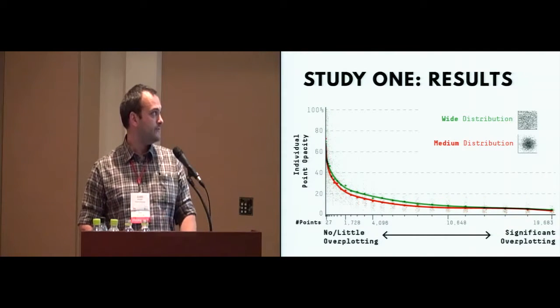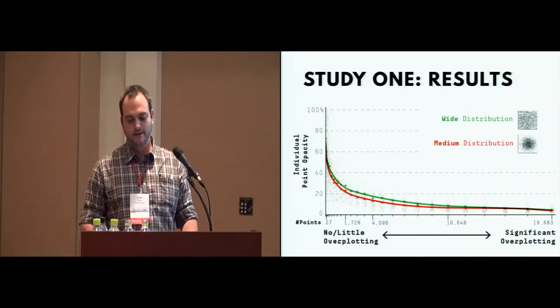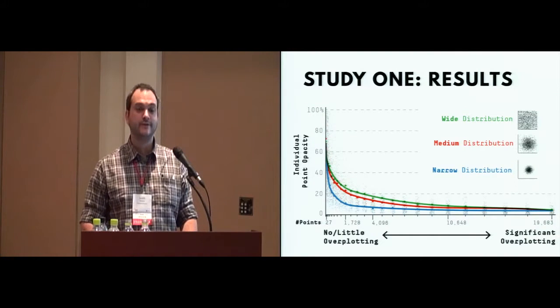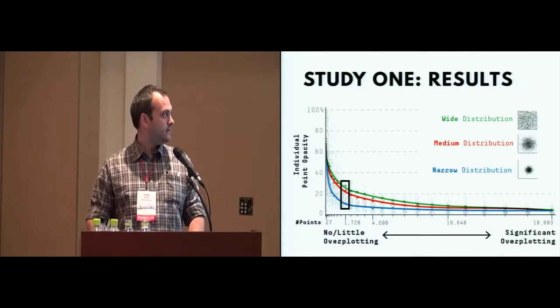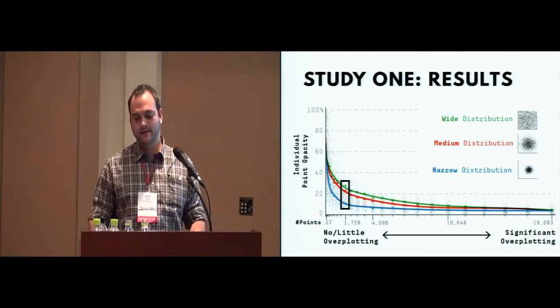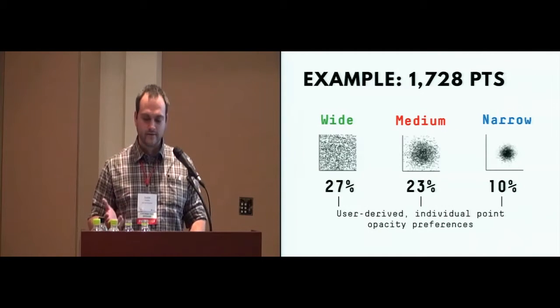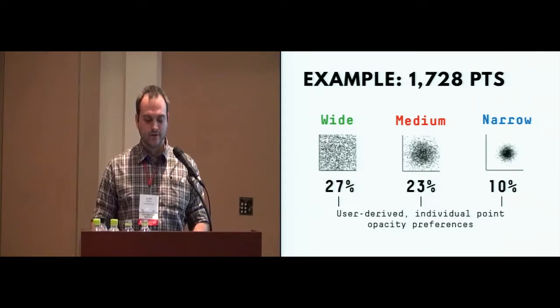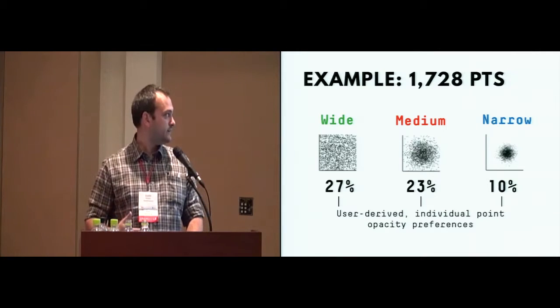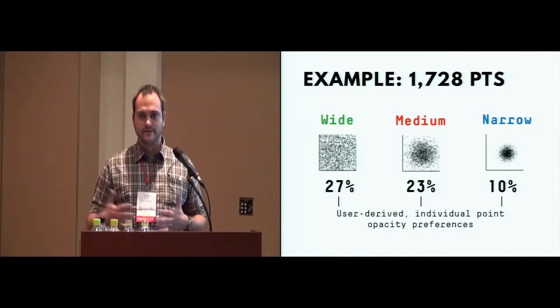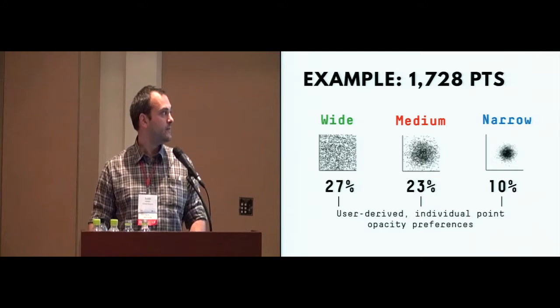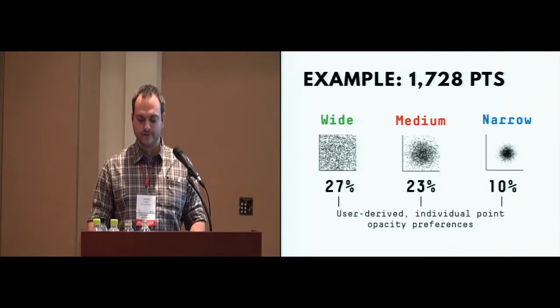And we get a similar curve for the medium distribution, only slightly lower, and again, similar for the narrow distribution, but lower still. But if we look at a single number of points condition, we can see what the actual resulting charts look like. So in this case, with 1,700 points, we can see users were using a 27% opacity level on the wide condition down to a 10% opacity on the narrow condition. So clearly, the distribution of points has an effect on what opacity level is most suitable.